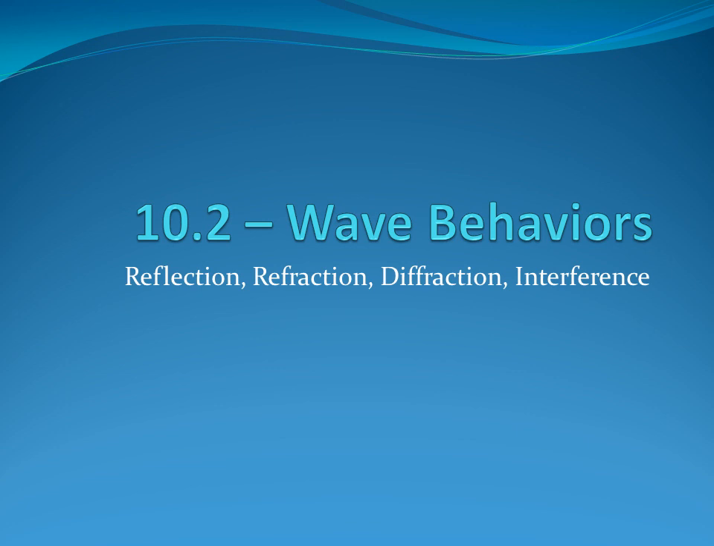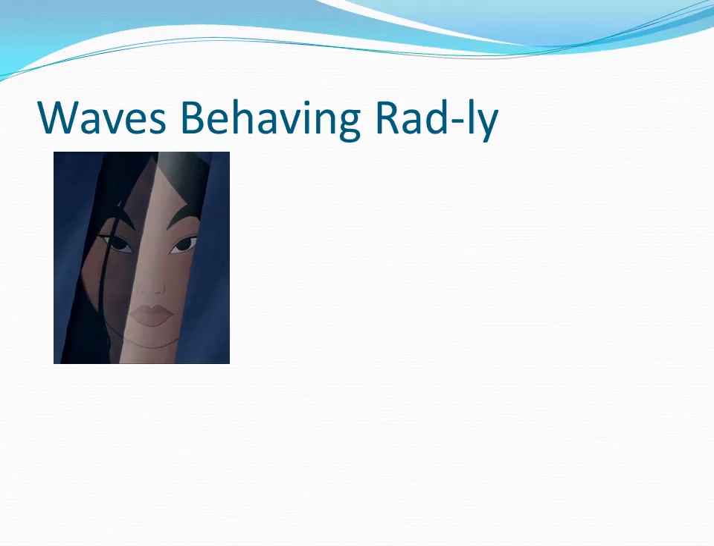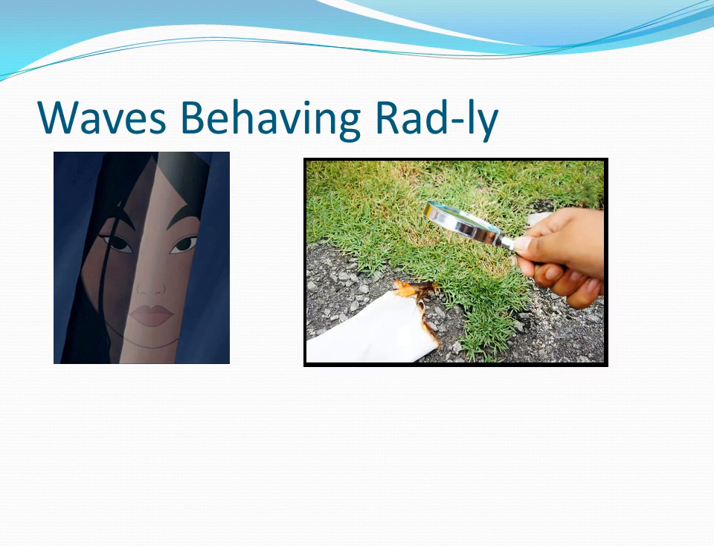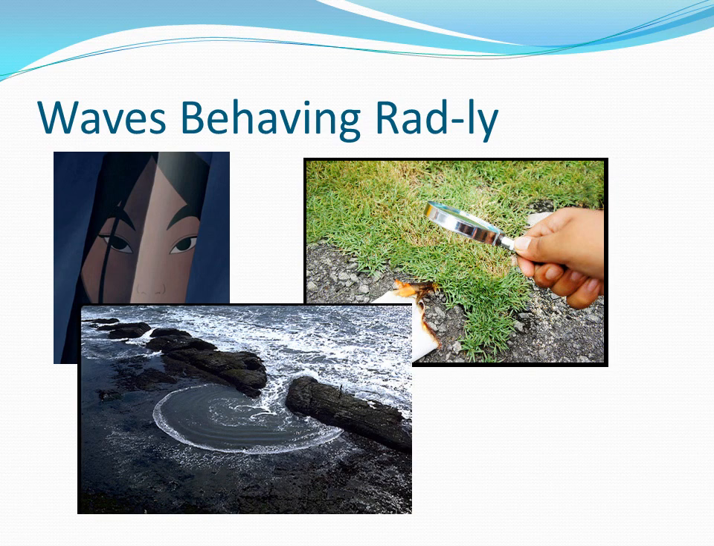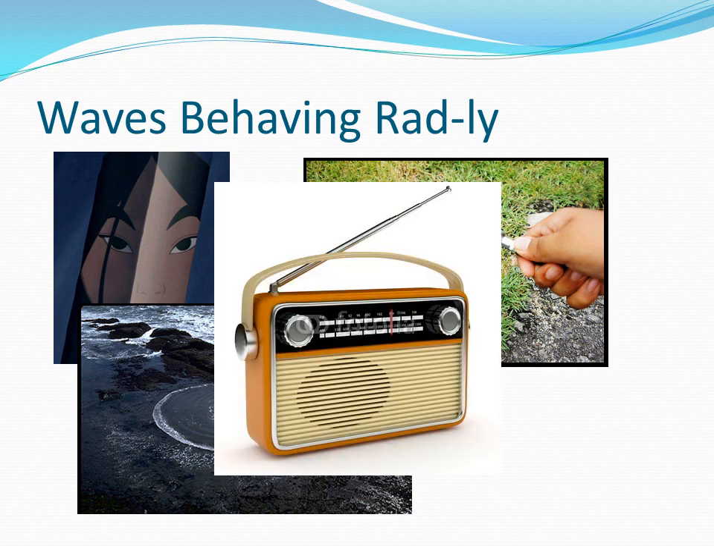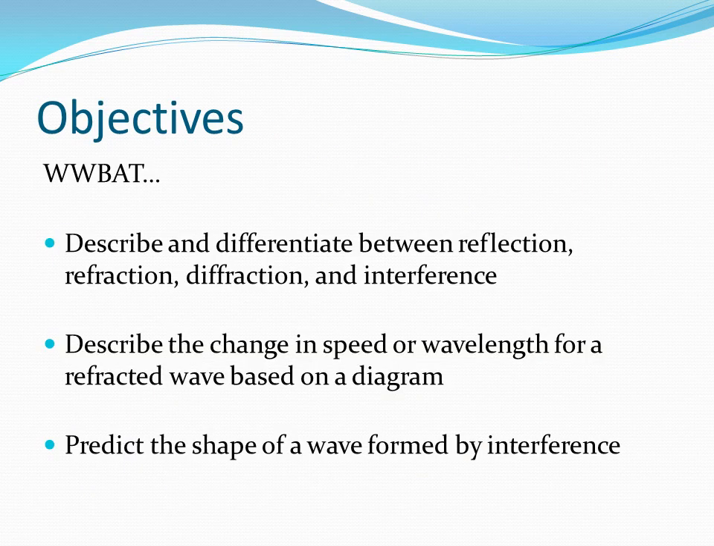Hi team, today we're going to be talking about wave behaviors. In other words, we're going to talk about waves behaving rad-ly. We're going to talk about muons, why light refracts to be able to burn things with magnifying glasses, why you get ripples in water when water tries to move around large rocks, and why you hear all of that static interference on the radio. Our objectives for this lecture: describe and differentiate between reflection, refraction, diffraction, and interference.